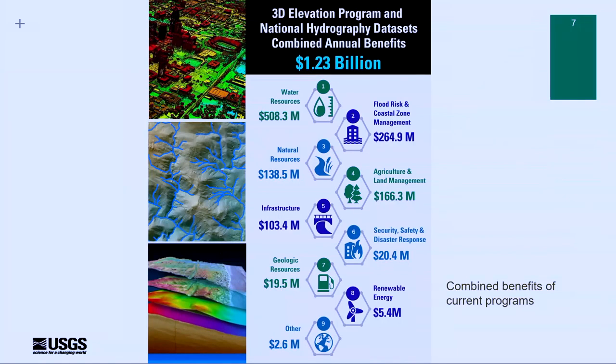One of the things we recently did is we combined the benefits of our current 3DEP and our current hydrography programs. Those were based on the 2012 National Enhanced Elevation Assessment and the more recent hydrography requirements and benefits study. You can see here we have a combined annual benefit of both the elevation and hydrography estimated at about $1.2 billion.